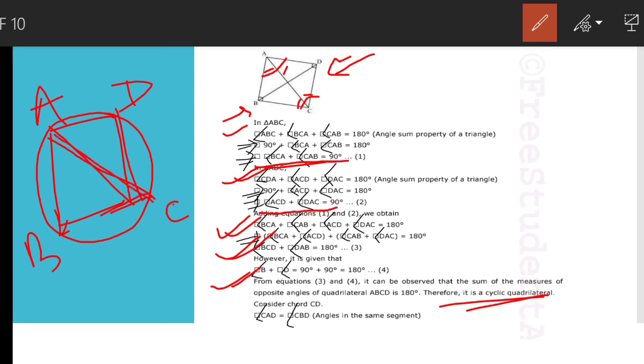Now if we join BD and take the segment CD, then we can say angle CBD and angle CAD are equal by angles in the same segment. So first we have shown that the right angle triangles form a cyclic quadrilateral, and from there we can show that if we take the same segment, the angles in the same segment are equal, hence we are achieving our proof.